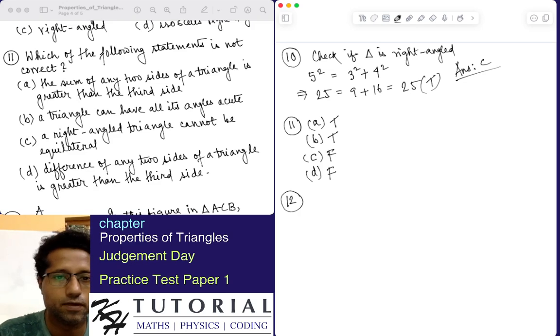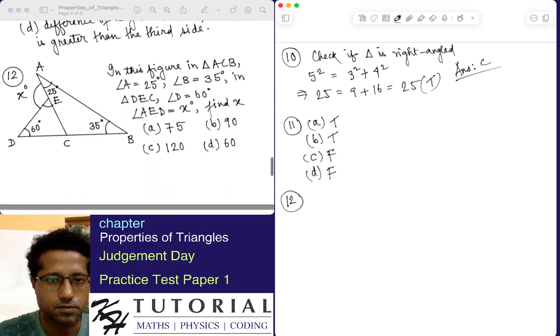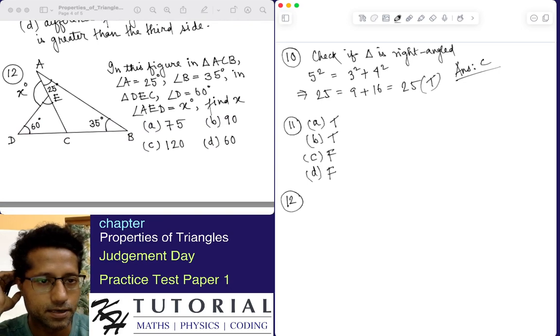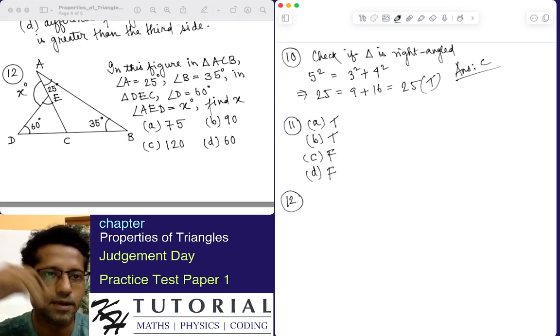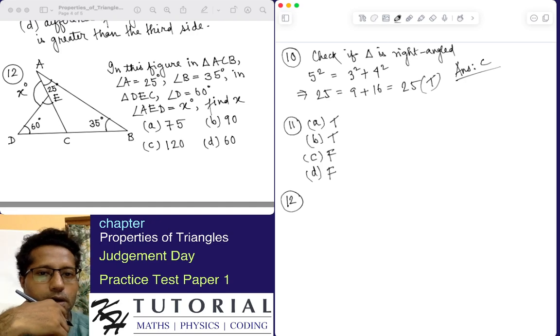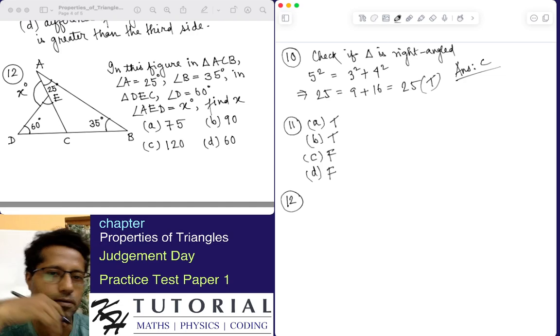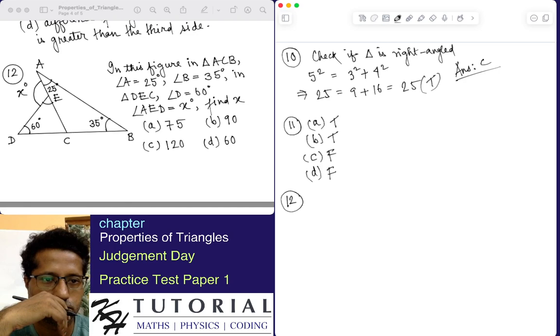Let's do question number 12. Okay, so it is a figure. In this figure, in triangle ACB, angle A is 25 degree, angle B is 35 degree. In triangle DEC, D is 60 degree, and AED is x degree. Find x. So we have to find the angle AED.